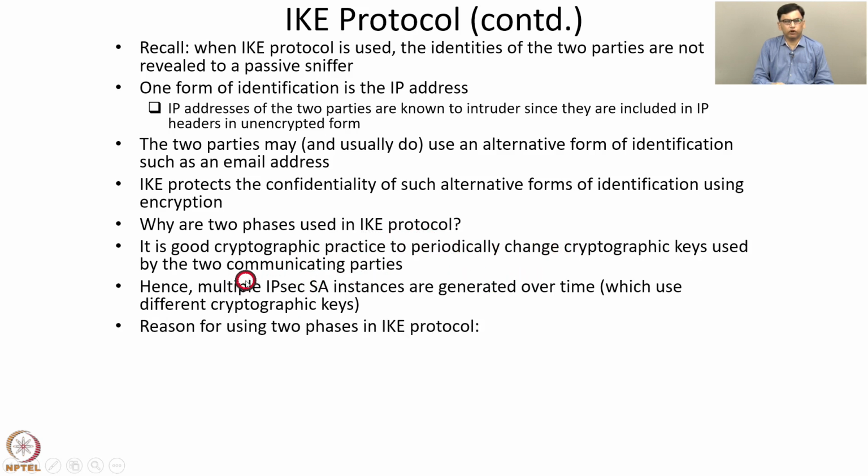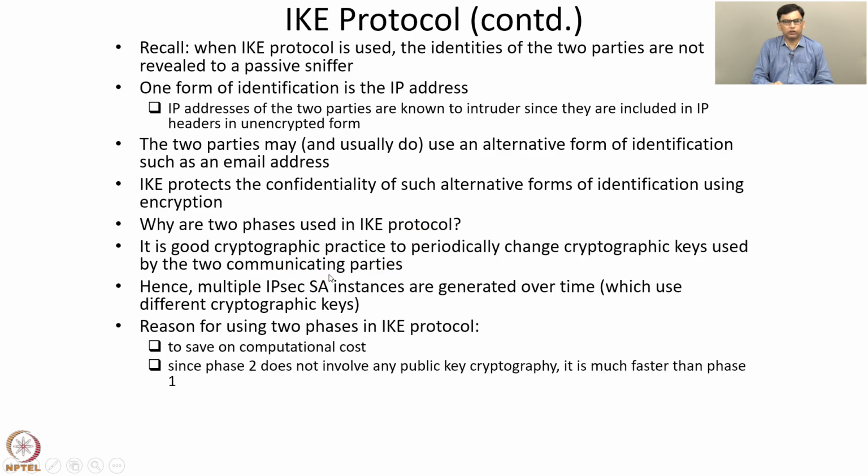So now the reason for using two phases in the IKEY protocol is the following. The reason is to save on computational cost. The reason that two phases save on computational cost is that phase 2 does not involve any public key cryptography. In phase 1 we use Diffie-Hellman, which is a public key cryptography technique, but in phase 2 there is no public key cryptography involved. So phase 2 is much faster than phase 1.